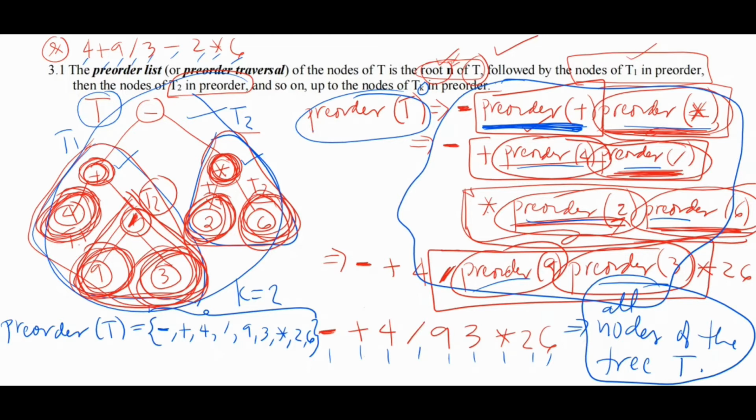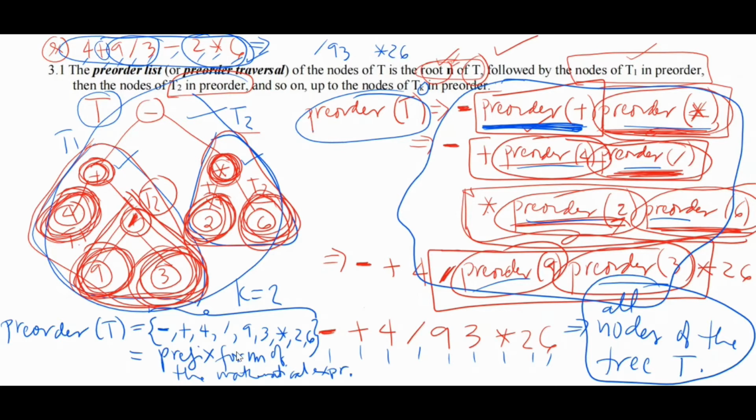Now, what have you noticed about the pre-order list of all the nodes of the given mathematical expression tree? This is the same as the prefix form of the mathematical expression. If we're going to get the prefix form of this infix expression, first you perform this, so that's divide 9, 3. Then next is this, times 2, 6. And then for addition, the operands are 4 and this one. So it would be 4 as the left operand, this one as the right operand, and the operator is addition.